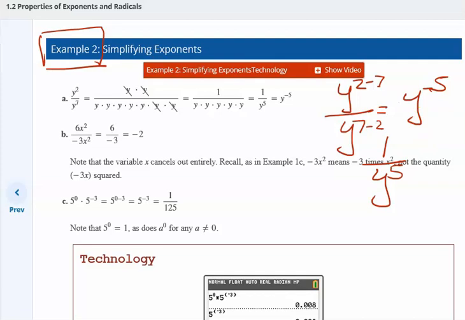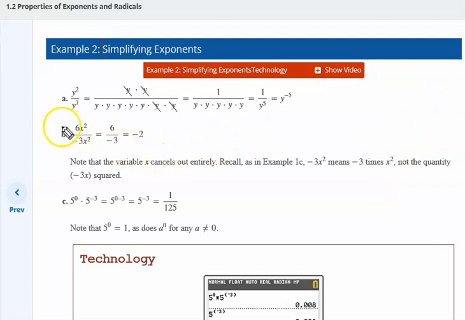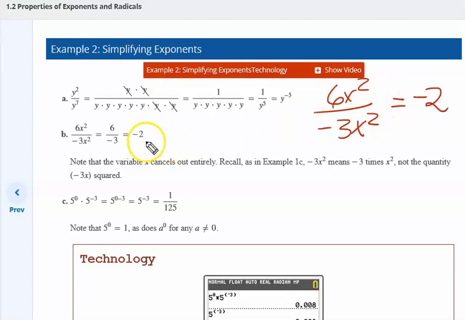All right, let's do letter B while we're here. We have 6x squared over a negative 3x squared. Well, this becomes x to the 0 power, which is 1, since anything divided by itself is 1, as these are factors. This is a 1, and 6 divided by a negative 3 is a negative 2. And that's what we see here.